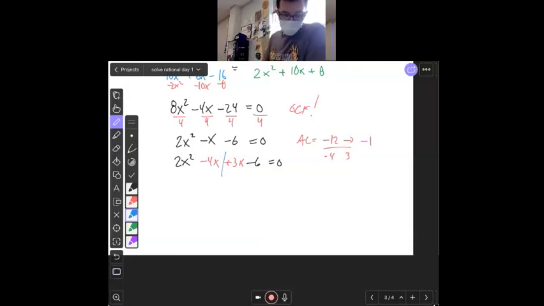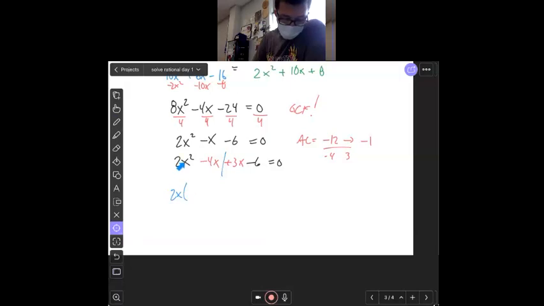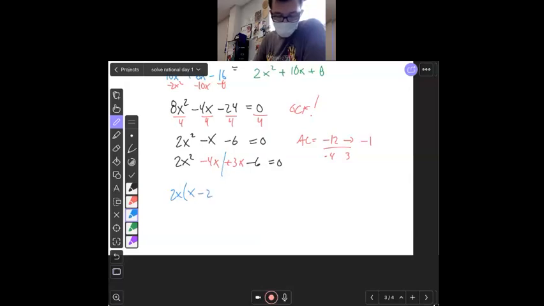Sam, what are those 2 first terms have in common? 2x. And then 2x times what is 2x squared? Jump ahead of me. Yep, 2x times x, and then 2x minus 2x times negative 2. Cool.